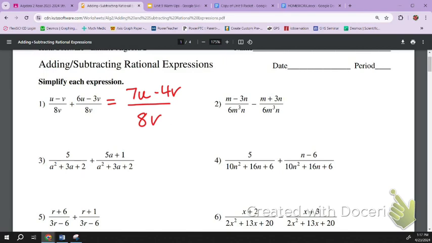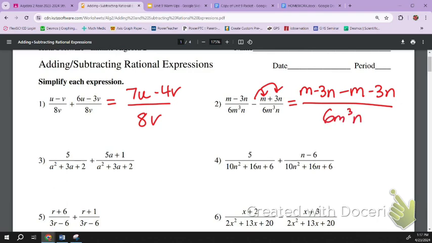What about number 2? Do we have a common denominator? We do, and we're subtracting this time. So I'm going to show my work a little bit. I have m minus 3, and now I'm subtracting an m, and I'm subtracting a minus 3. I'm just showing how I distributed this negative. Now I have to simplify. What's going to happen to the m's? They cancel out. What happens to my 3 n's? How many do I have now? I've got negative 6n over 6m cubed times n.